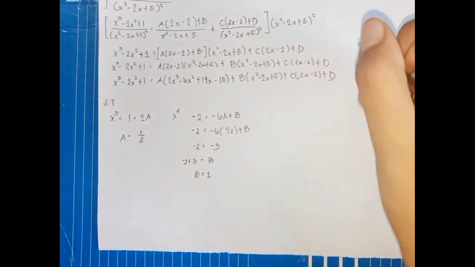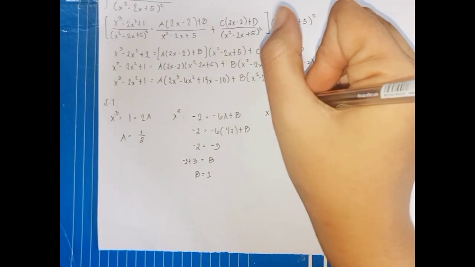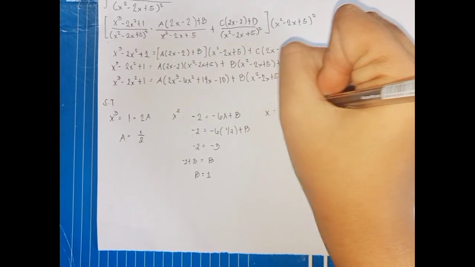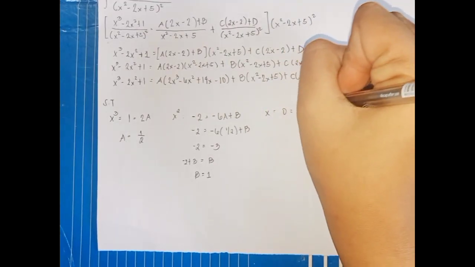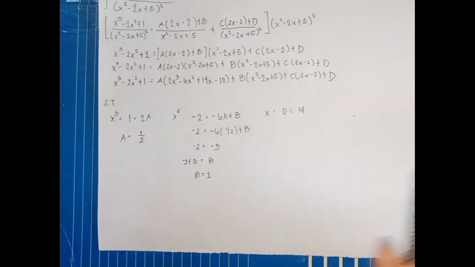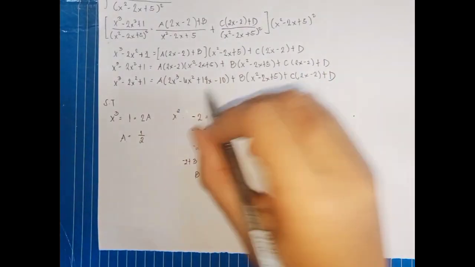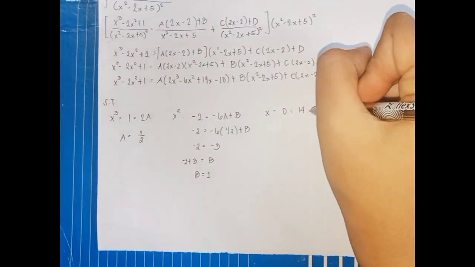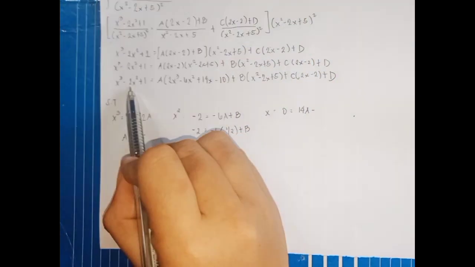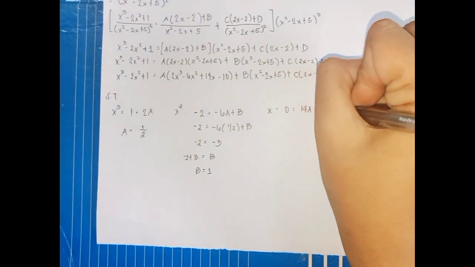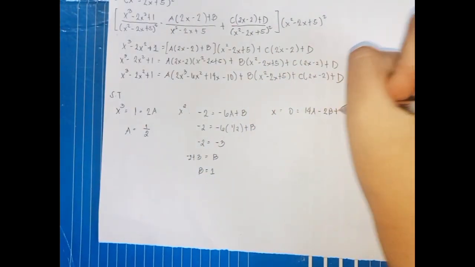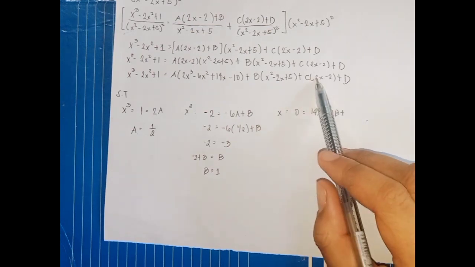Okay, so let's solve for the x. The coefficient of x is equal to 0. This is for the x. We have 14a minus 2b plus 2c.